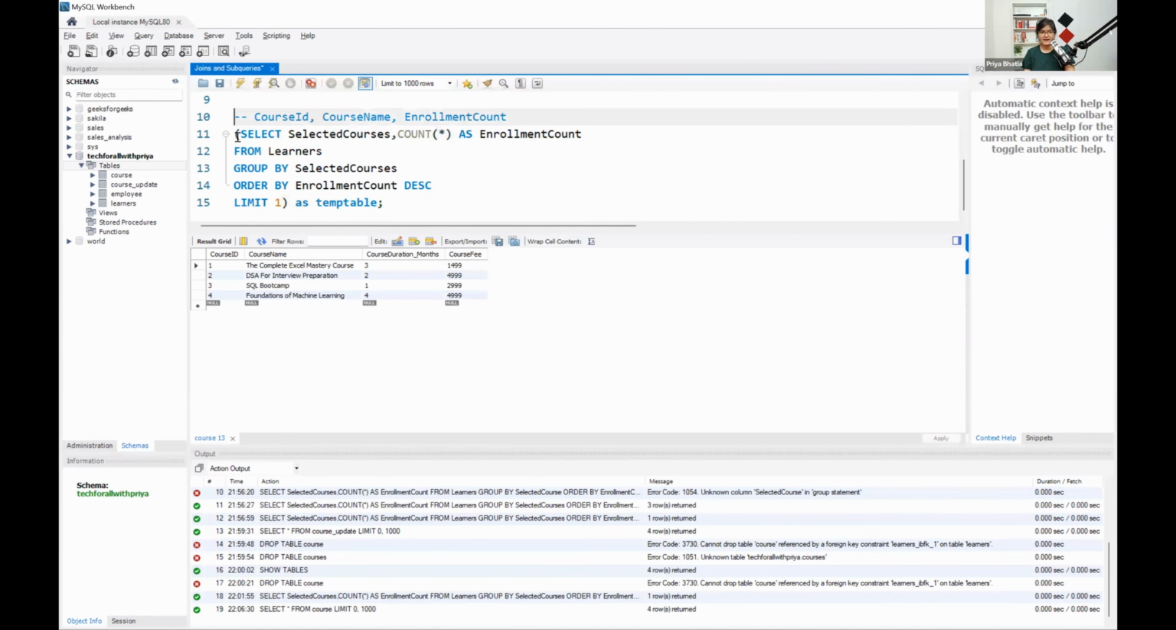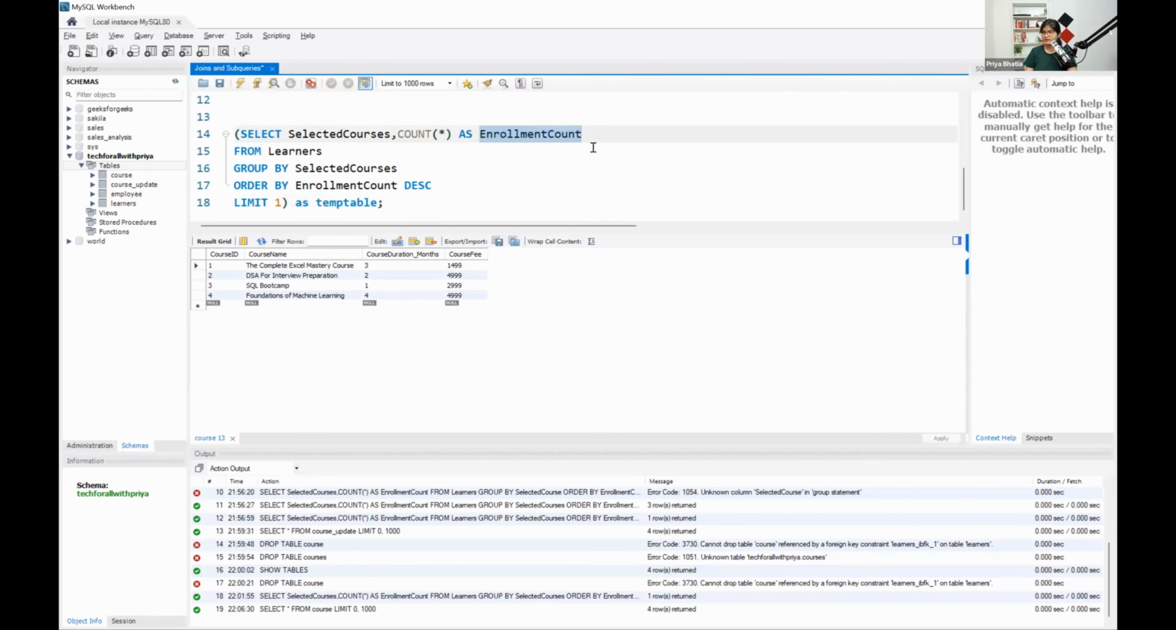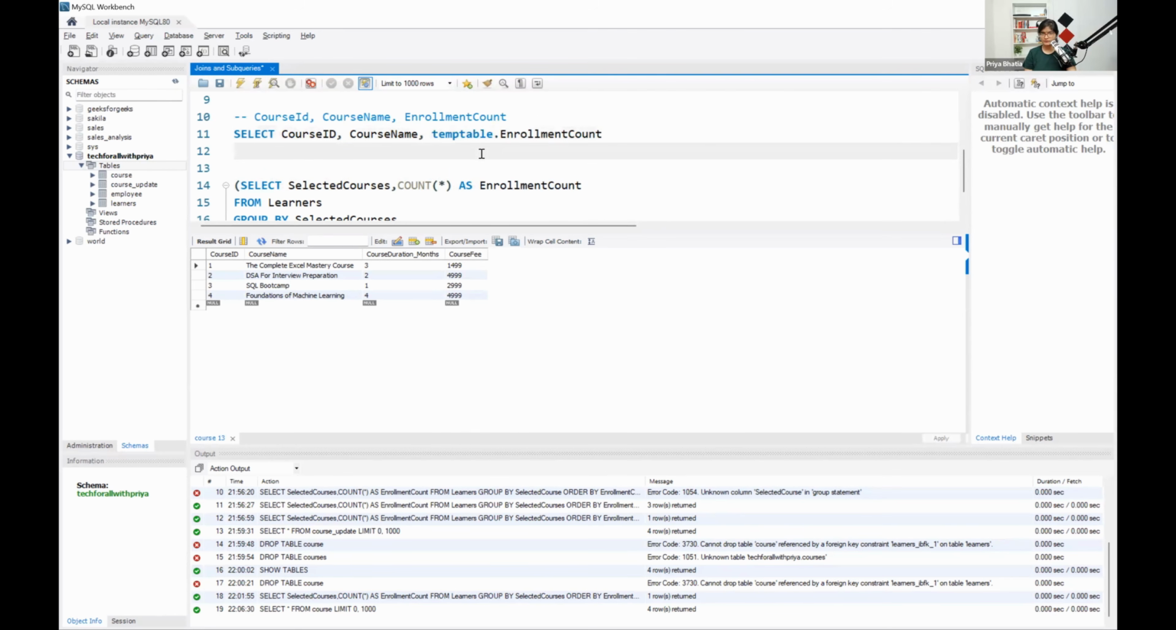First of all, we have to write which things we want to display. So I want to select the course ID, course name, and enrollment count. Enrollment count is available in my table 2, which is the temp table. So you can say I want temp table dot enrollment count. From which table will you access the course ID and course name? From the course table.